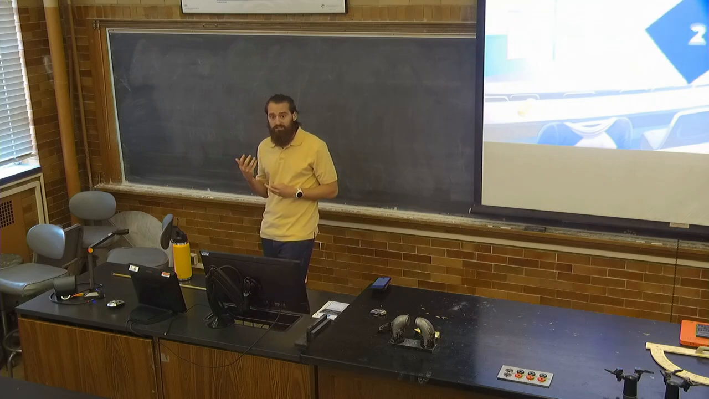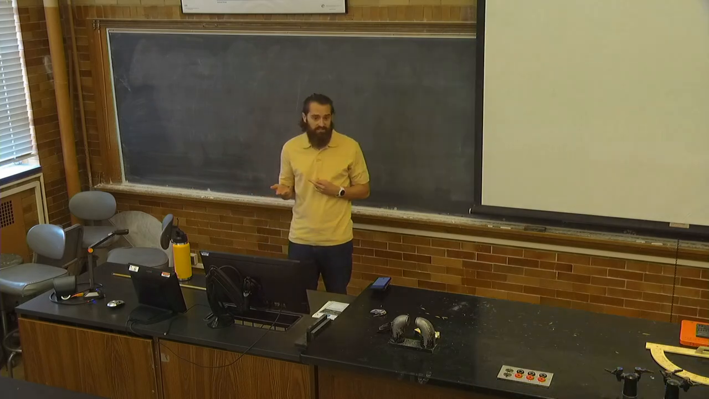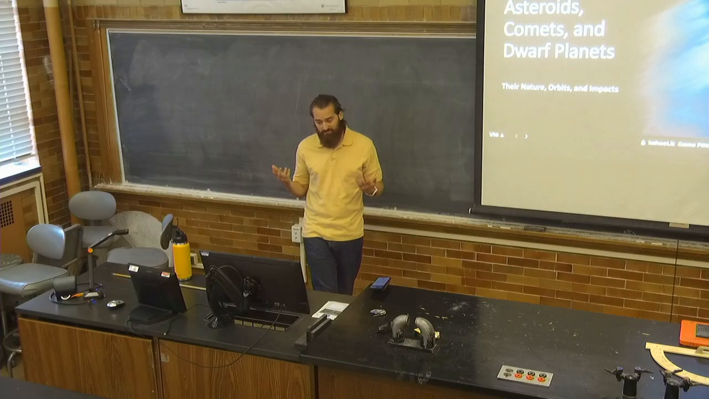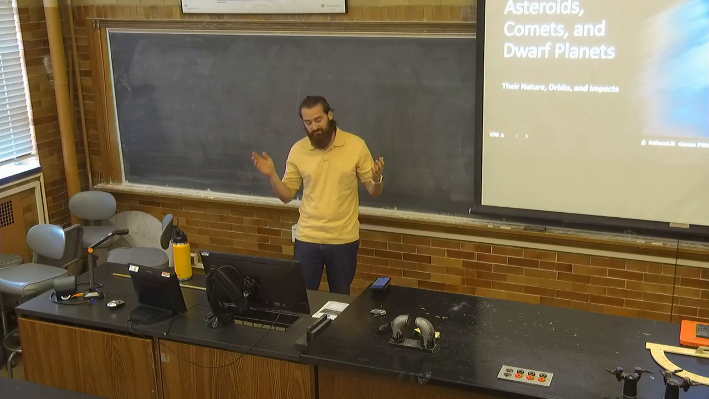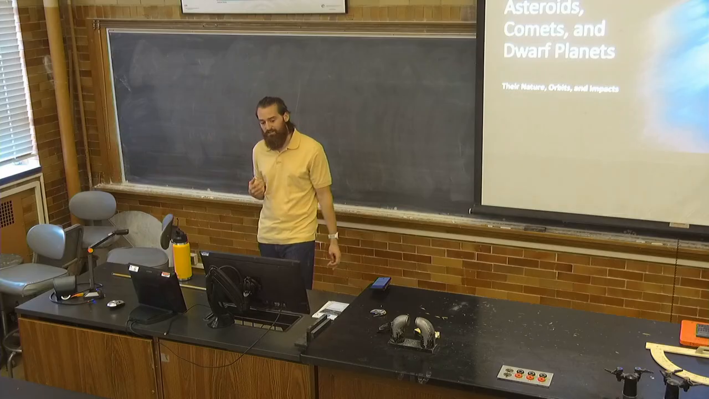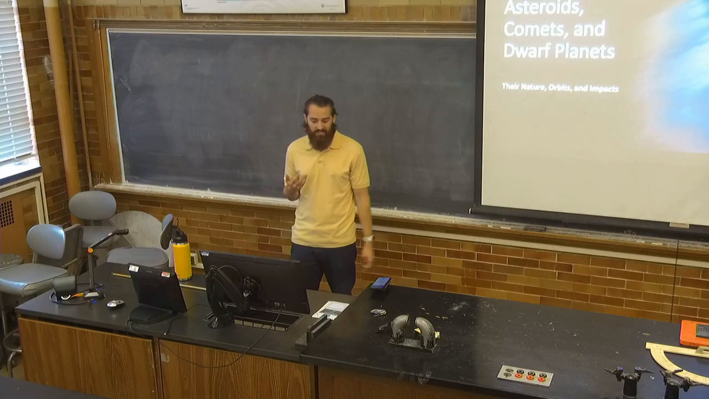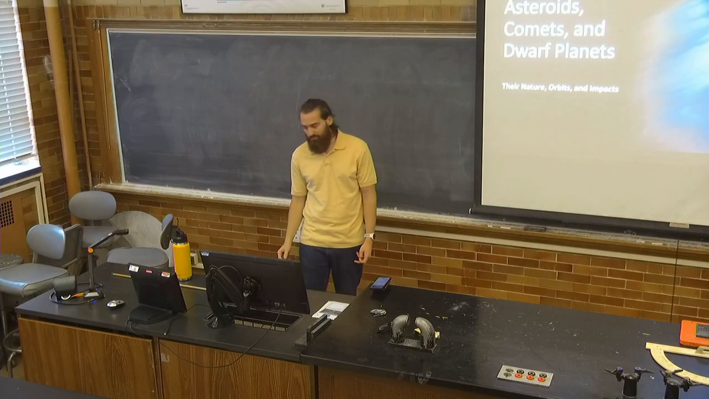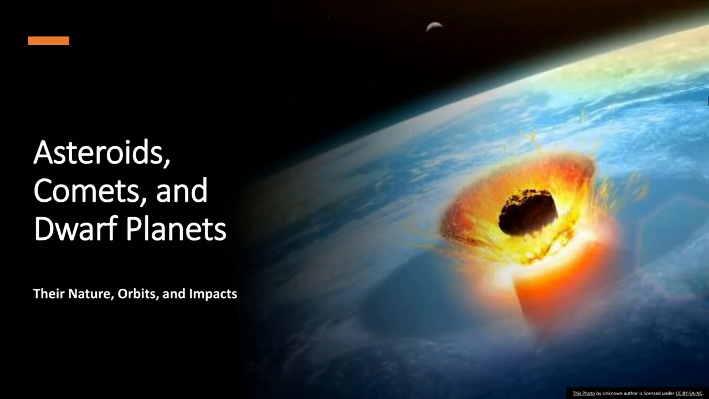So last time we finished talking about all the planets in the solar system, but it turns out there's a lot of other stuff in our solar system that we need to talk about. So today we'll learn about asteroids, comets, and dwarf planets. And perhaps importantly for life on Earth, we'll talk about what happens when these things impact the planets.